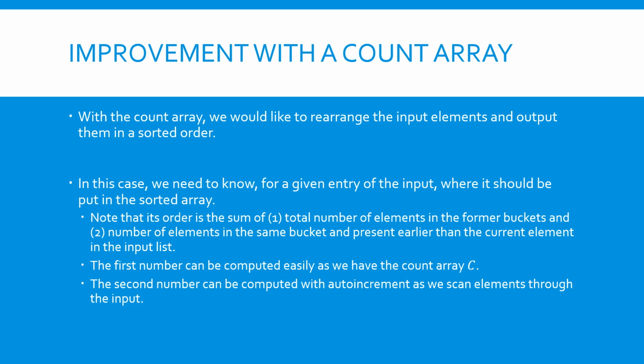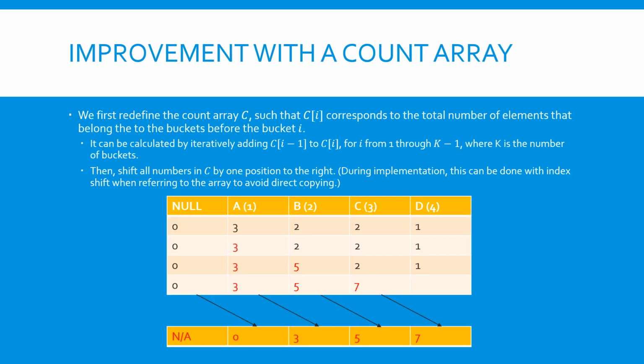To know where we should put an element in the sorted list, we need to know 2 pieces of information. First, how many elements belong to the buckets that rank before the bucket where the current element belongs to? This quantity can be computed by summing the corresponding values in the count array. Second, the rank of the current element in its own bucket. This quantity can be computed with auto-increment as we encounter elements from the corresponding bucket. We will illustrate this idea using the above example.